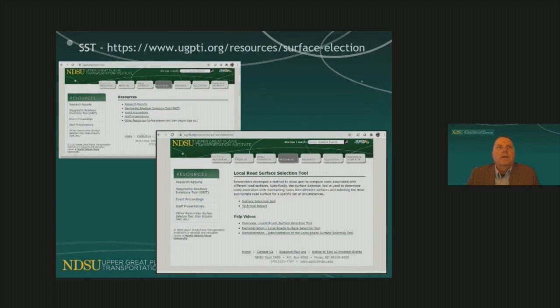So to find the surface selection tool, we're going to the UGPTI.org homepage, and we have a resources button here where we have other resources, and the surface selection tool is within there. So that's just the link. It's right off the main page under resources. You'd find it, and that brings up this page here where we have the link to the surface selection tool. We have the technical report, and then we also have some of the other presentations that we've done. If you want to get into more technical detail, you can look at that.